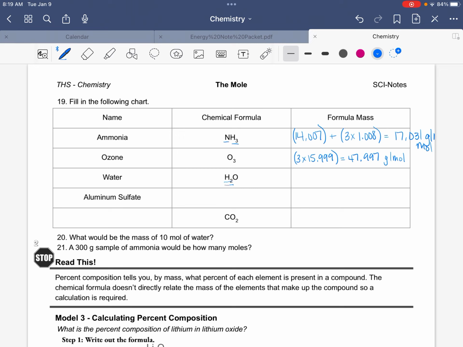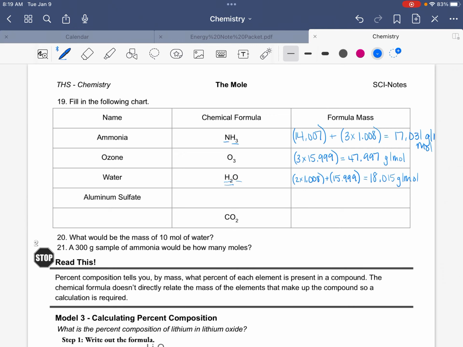For water, I have 2 hydrogens and 1 oxygen. So I'm going to do 2 times my mass of hydrogen, 1.008, plus 1 times my mass of oxygen, so just the mass of oxygen, 15.999, is equal to 18.015 grams per mole.